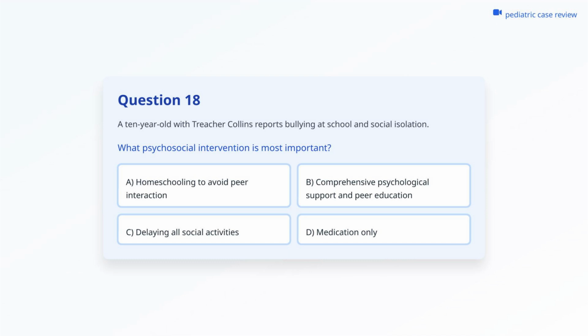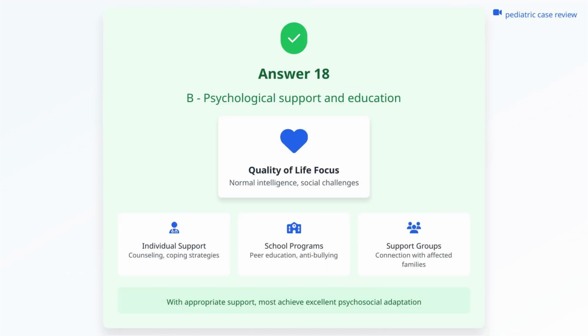Question 18. A 10-year-old with Treacher Collins reports bullying at school and social isolation. What psychosocial intervention is most important? Option A, homeschooling to avoid peer interaction. Option B, comprehensive psychological support and peer education. Option C, delaying all social activities. Option D, medication only. Consider appropriate psychosocial management. The correct answer is B, comprehensive psychological support is crucial.